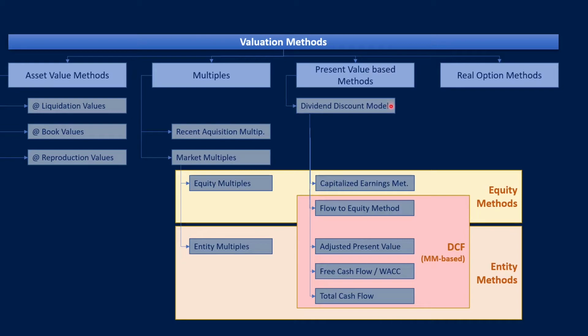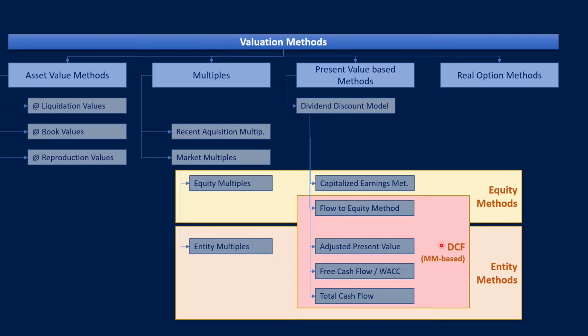To do this forecasting, the continental European countries decided to forecast earnings or profits. Accordingly, we see the capitalized earnings method here. The Anglo-American countries decided to forecast cash flows, which leads to the discounted cash flow method.